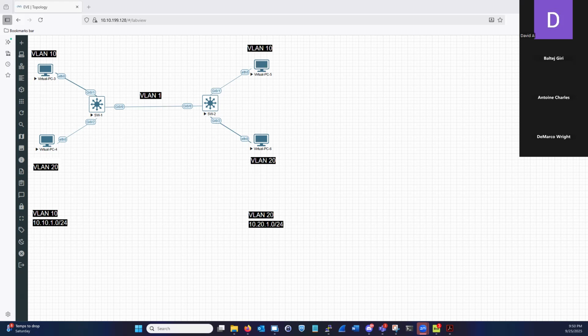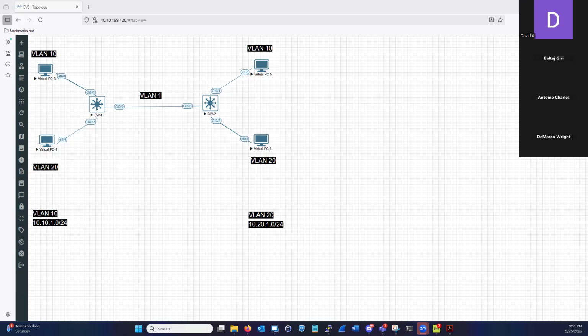Now let's talk about your answers. Just looking at the diagram, and I'm framing this for a reason because I want you guys to understand this for the exam. Antoine, you're definitely going to understand this. I asked you from PC3 to PC5, will PC3 be able to ping PC5? Antoine and DeMarco, you said yes. Gary, I think you said yes as well, but you can correct me.